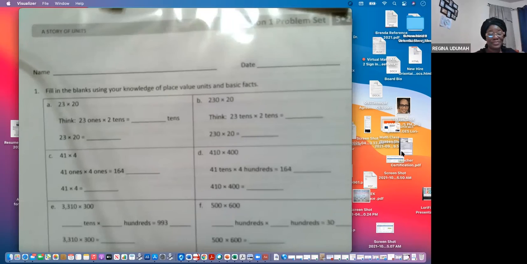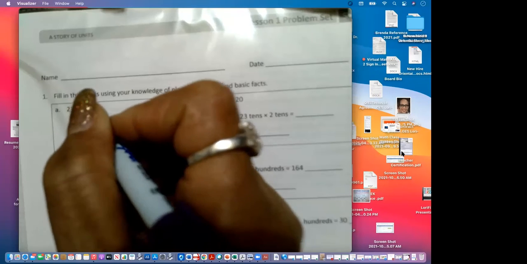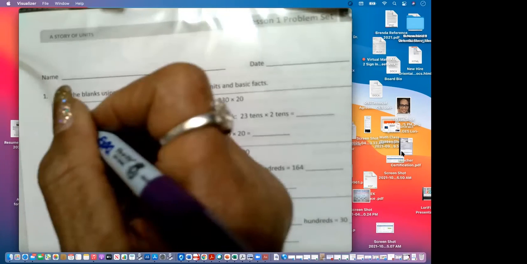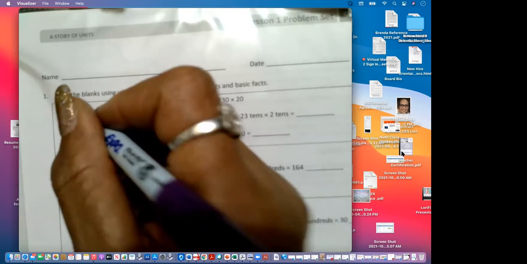Okay, so we're going to use those same strategies to help us figure this one out. It says fill in the blanks using your knowledge of place value, units, and basic facts. So let's look at the first one, 23 times 20. So 23, we have 23 ones times 2 tens. How can we figure this problem out? Tenzin, how would you figure this out, just mentally?